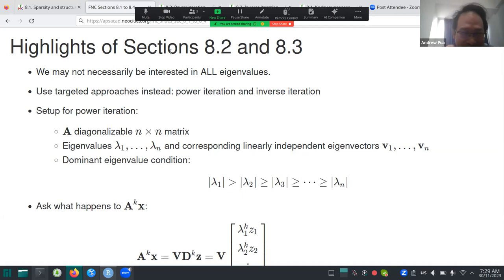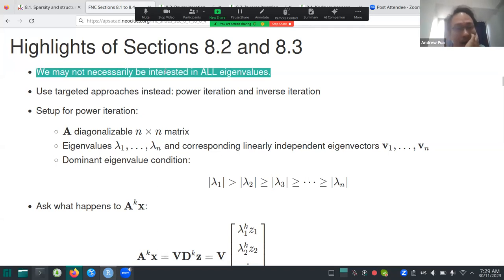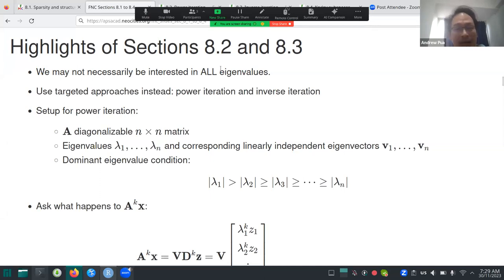I'll move on now to 8.2 and 8.3. There are cases where you're not really interested in all of the eigenvalues. Principal components is one of those situations. Another is network analysis. I think there were papers from years ago that looked into the second largest eigenvalue of an adjacency matrix, if I'm not mistaken, related to small world settings. If you're interested, you can look them up. There are situations where you're interested in only a few of the eigenvalues rather than all of them.